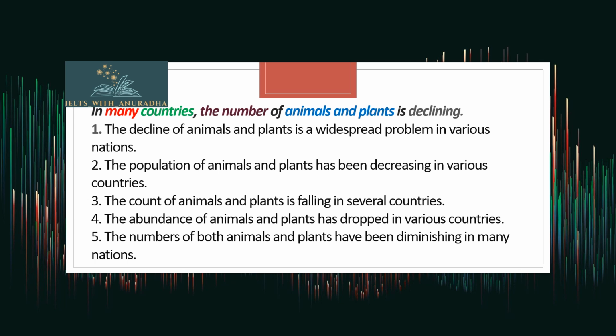Third, the count of animals and plants is falling in several countries. Fourth, the abundance of animals and plants has dropped in various countries. Number 5, the numbers of both animals and plants have been diminishing in many nations.